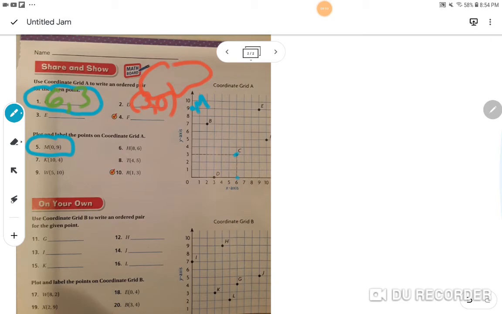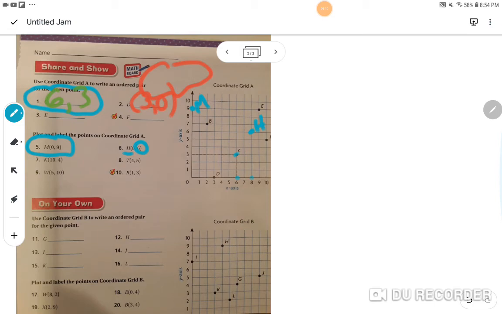All right, let's do number 6. It says go over 8. Remember, always over first, then up. Go over 8. Okay, I just went over 8. And then it says go up 6. So we're going to go up 6. Going to put a dot there. So over 8, up 6, put an H.